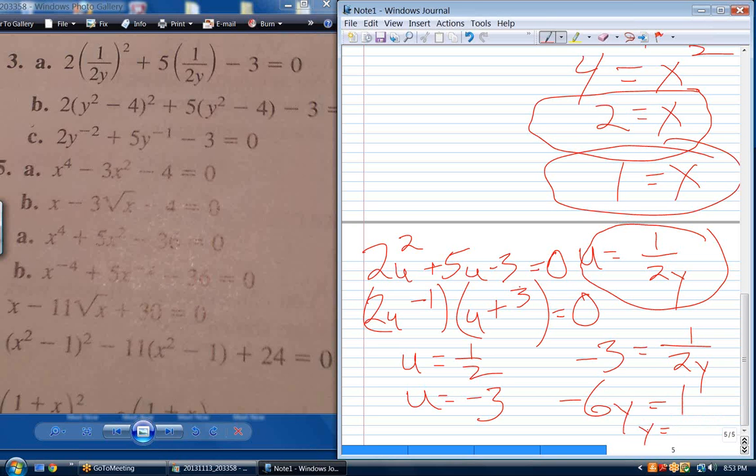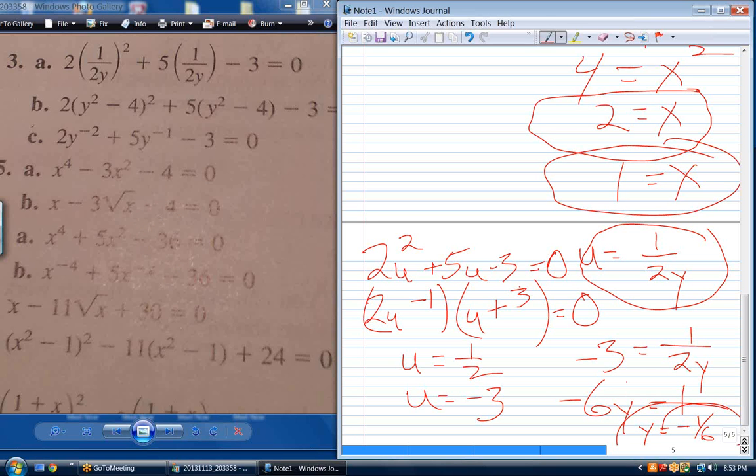Y equals what? No, y equals -1/6. There's your two solutions. Y equals 1 and y equals -1/6. Now, no, we're fine.